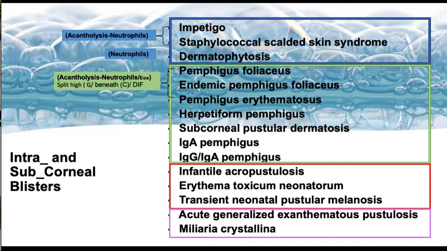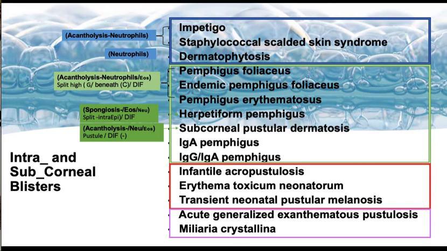In herpetiform pemphigus, usually we see spongiosis with eosinophils, and sometimes neutrophils. The split here will be a little bit lower than in the previous two, and DIF will help you identify the diagnosis. Subcorneal pustular dermatosis, as the name implies, has pustule formation, and here we see acantholysis. The main cell type is neutrophils, but you can also see eosinophils and pustules. If you do DIF in this group, it is usually negative. In IgA or IgA and IgG pemphigus, usually we see acantholysis and spongiosis.